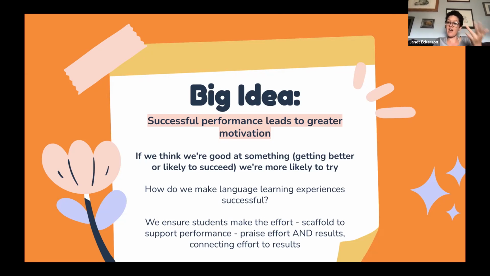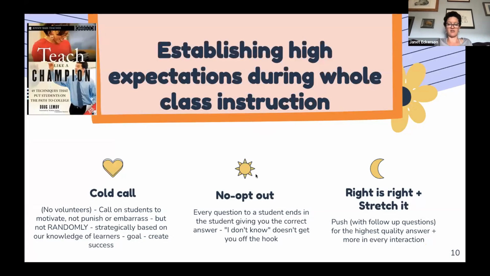Then we praise their effort, their attempt, as well as the results, connecting how their trying led to the successful performance. I think that's an intuitive understanding of how motivation happens through successful performance, and we can certainly relate in other aspects of our own lives. It's very frustrating when you fail at something to want to keep trying to do it. But what does that look like in the classroom?